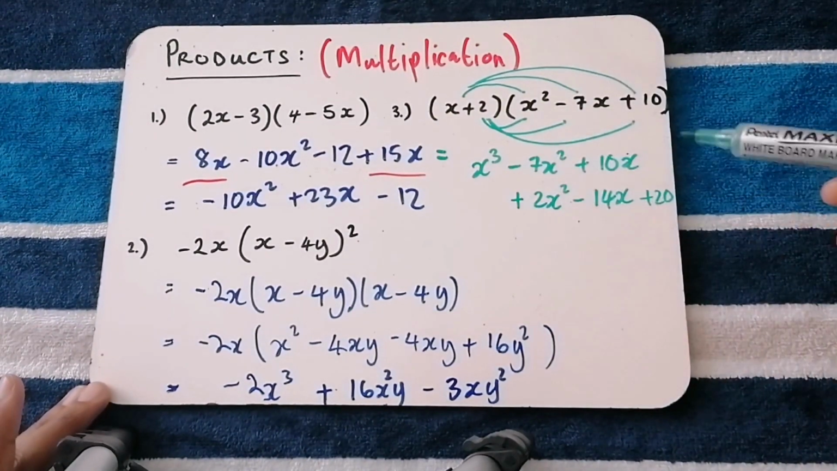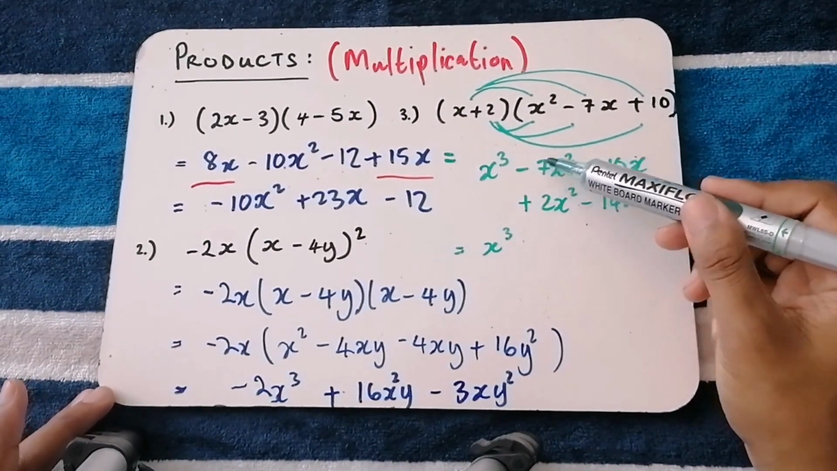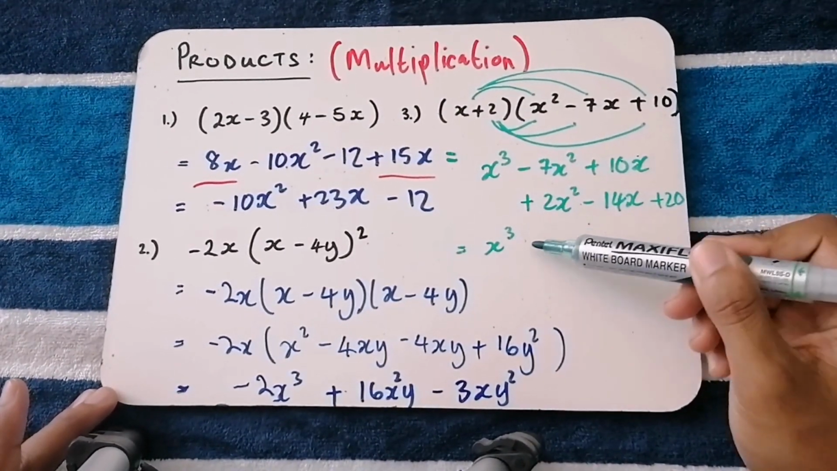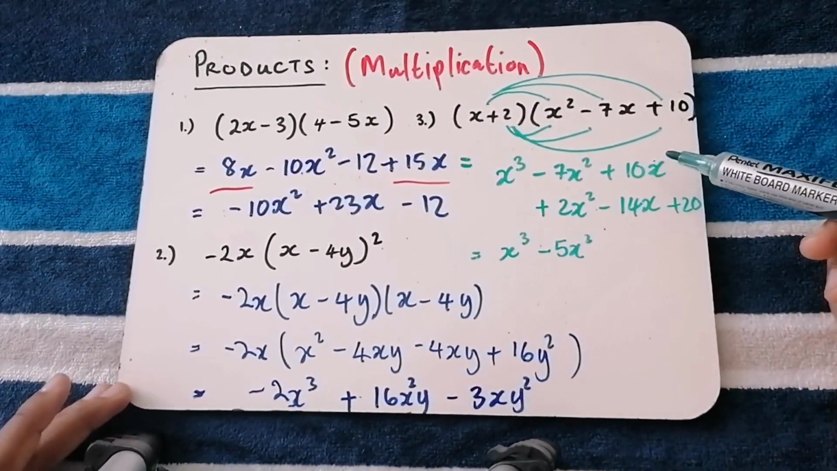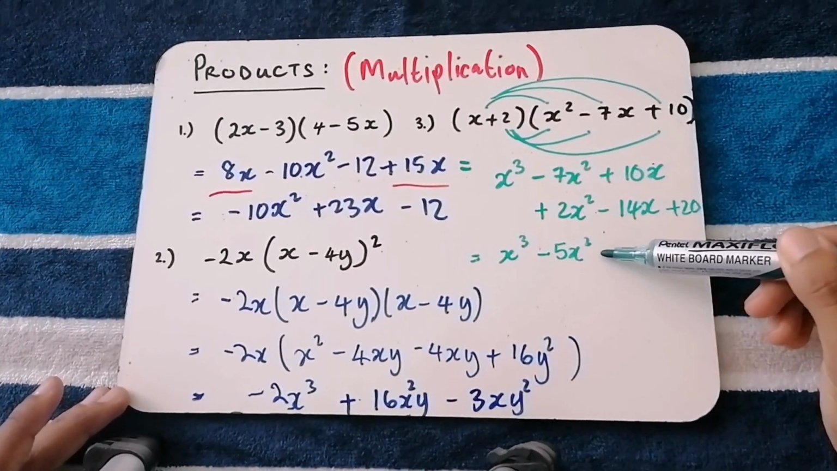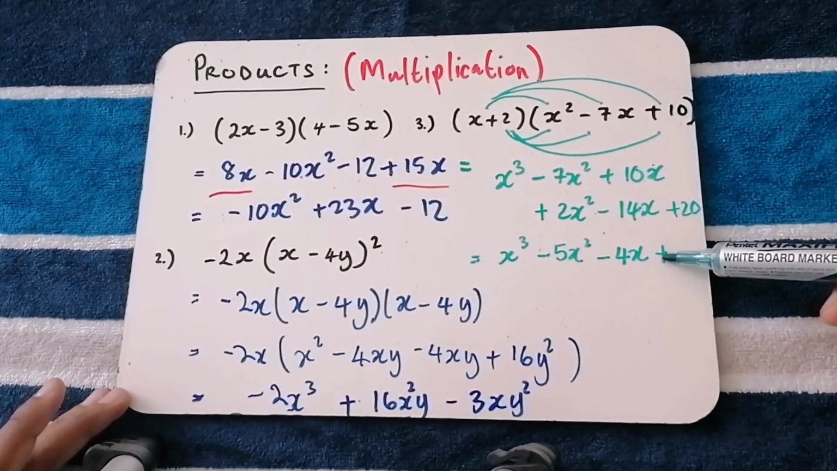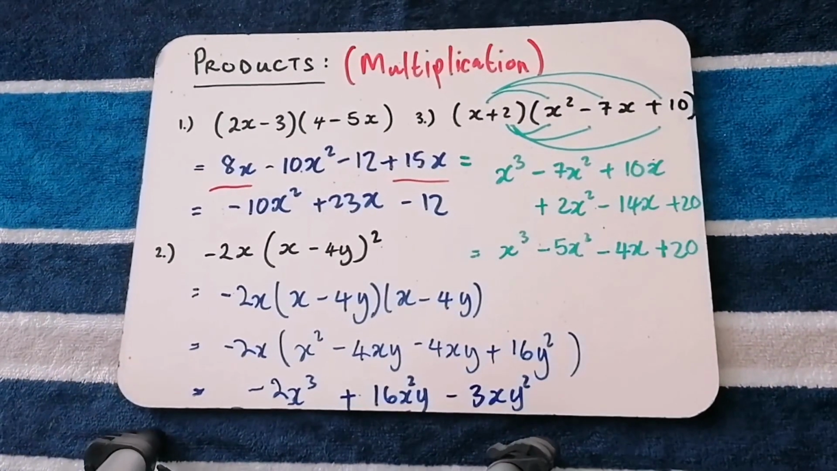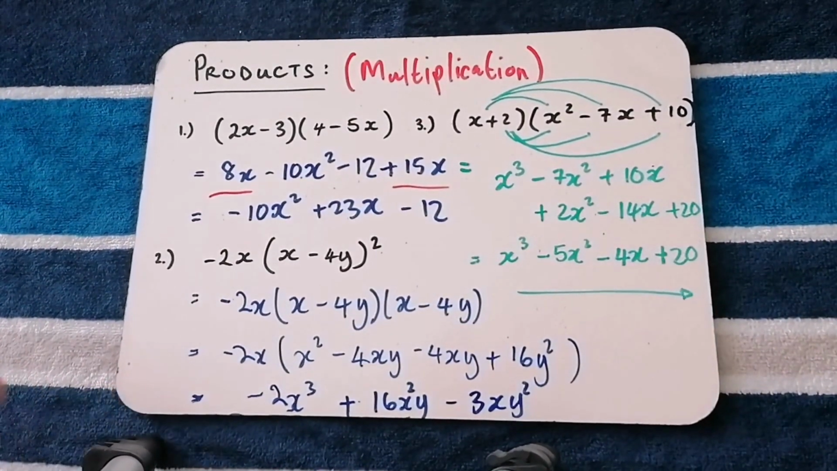Okay, we can just add these up. So x cubed and then negative 7x squared plus 2x squared is negative 5x squared. And then 10x minus 14x is negative 4x. And 20 is all on its own, so it stays like that. Cool. This is the final answer for question 3. And there you go.